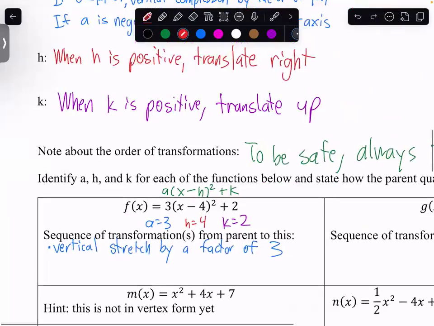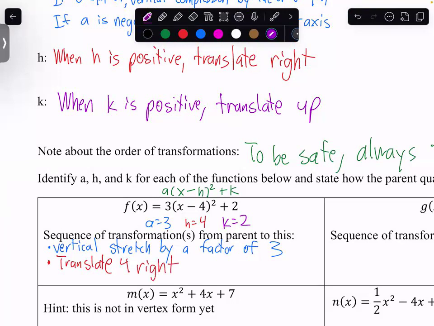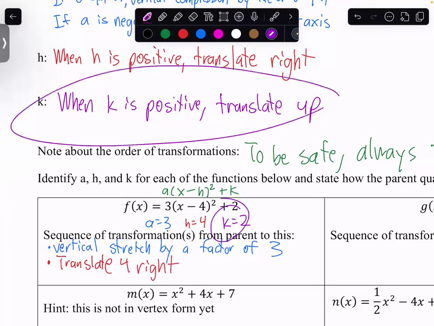Okay, now we can look at H. So when H is positive, translate right. So since H is positive 4, we're going to translate 4 right. And then K controls up and down. So K is positive, so we translate 2 up.